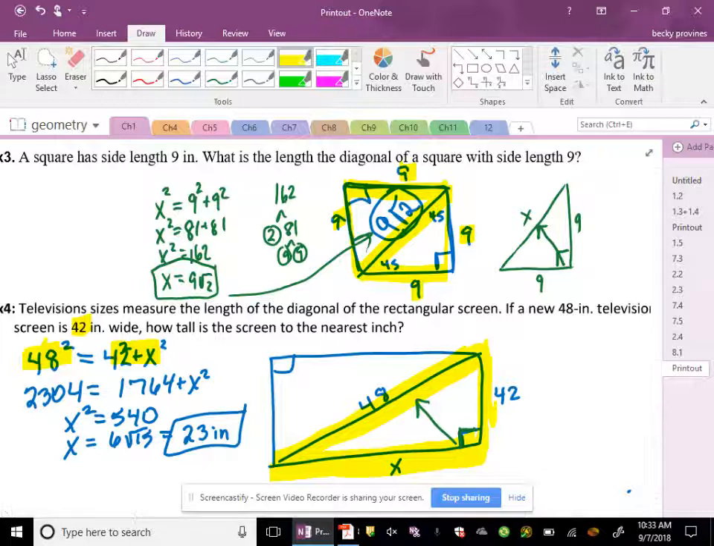Now, this one's a little different because it says in the directions, if you look, it says to the nearest inch. So when I first did it, I just simplified it like normal. But that's not correct because that's not to the nearest inch. So you need to convert that to a decimal, which if you're using the yellow calculator, you can push the button above enter again. That's your button that usually converts everything for you. And I get 23 inches.